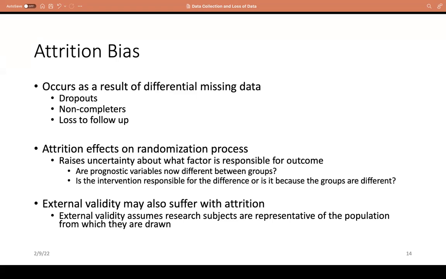And the other concern that happens with attrition is that, if people are dropping out, then when you created your study, you tried to create a study sample that was representative of the population to which you want to apply your findings. And is that still the case if there's a lot of attrition?